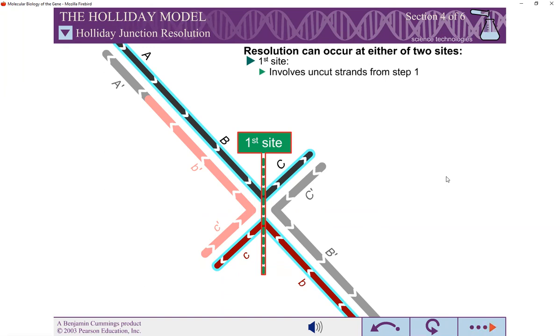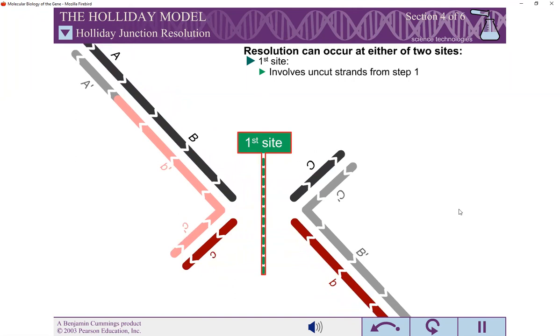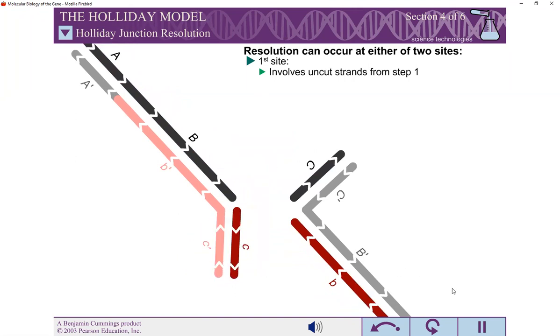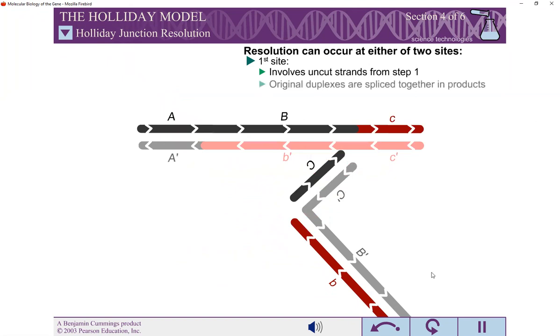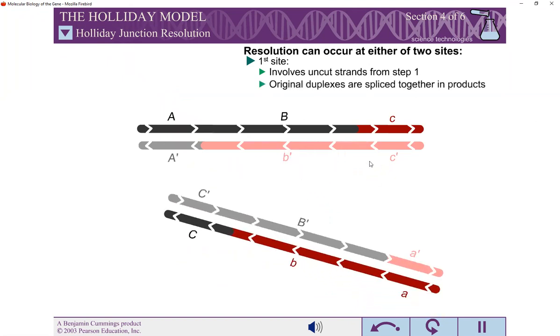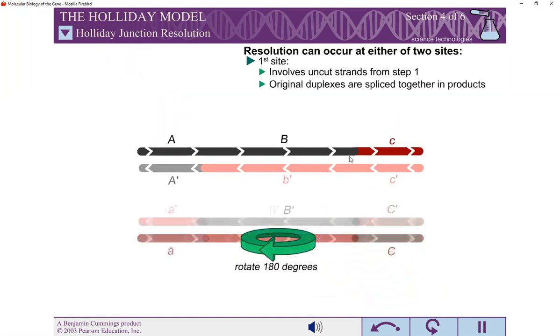Okay, now how the cut is going to take place in the first step. In the first step, the cleavage is going to take place in this manner so that the two strands can be resolved. The resulting duplexes are called splice recombination products because the two original duplexes are now spliced together, with the DNA sequences flanking the site of recombination swapped.